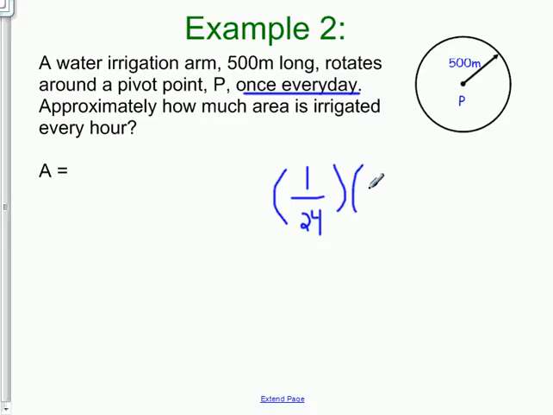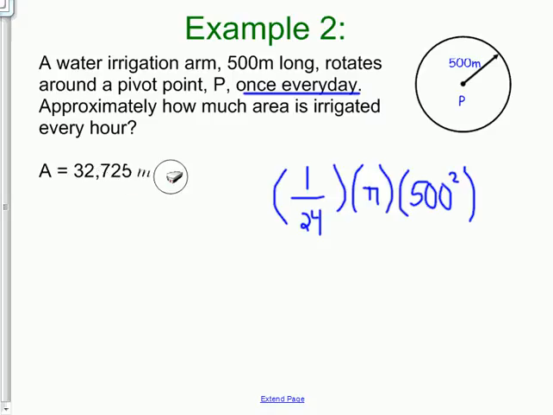And then it's still times pi, and this is an area, so 500 squared. So then you would simplify this, and magically it should come out to be 32,725 meters squared.